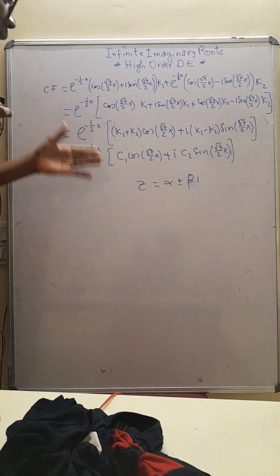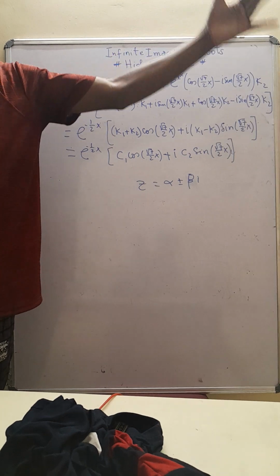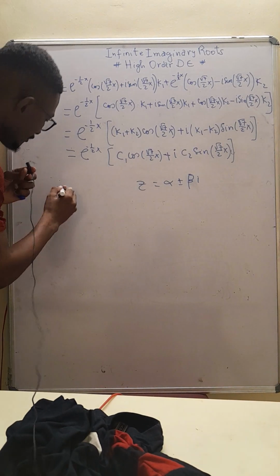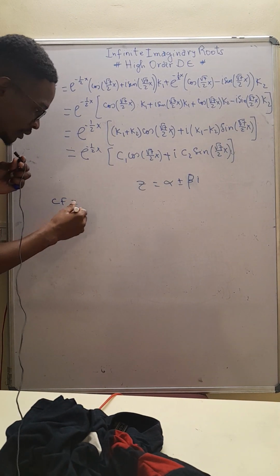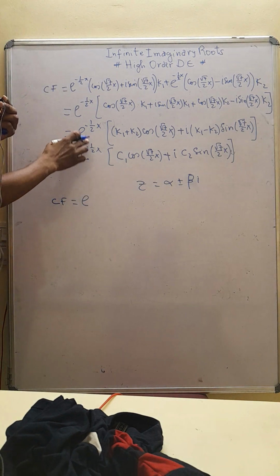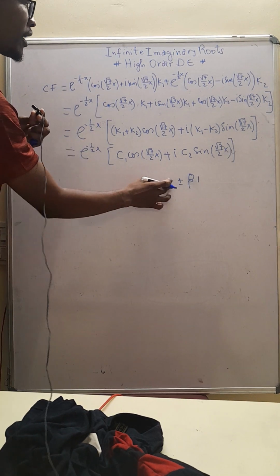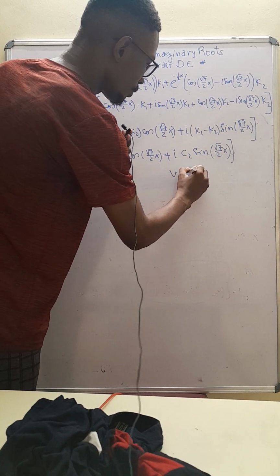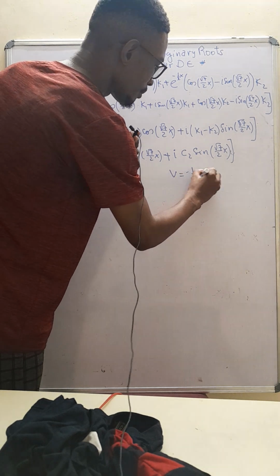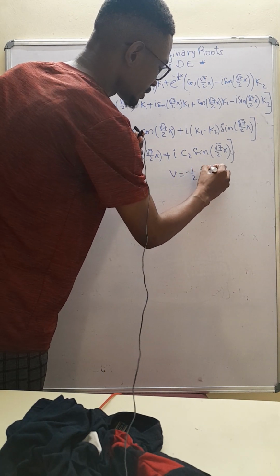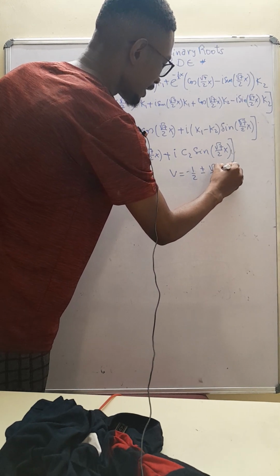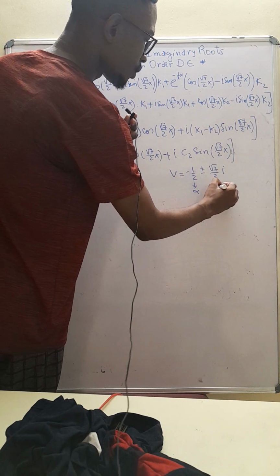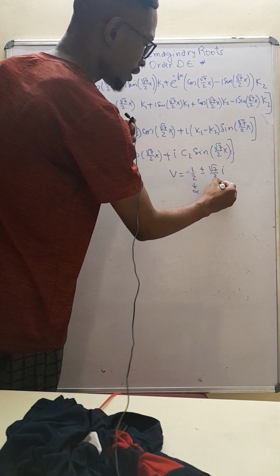Okay? So how to write infinite pairs of imaginary roots? Suppose the complementary function will be equal to Euler. See, look here. This is your alpha, because what you got was something like this: V was equal to minus 1 by 2 plus or minus root 7 by 2, then here you got your I. So this one is your alpha, and this one is your beta I.